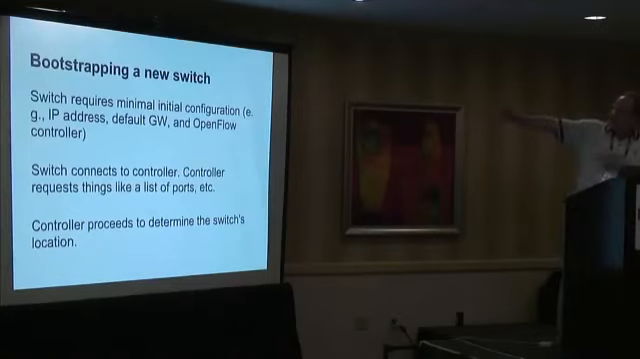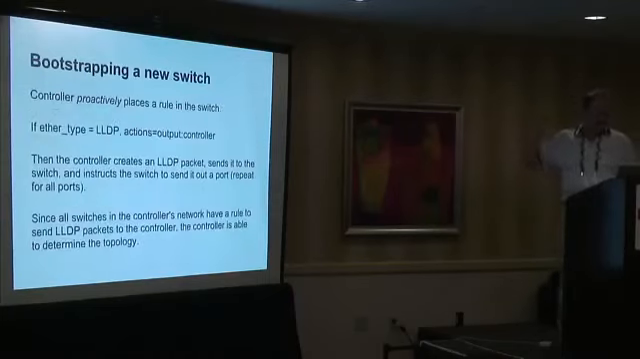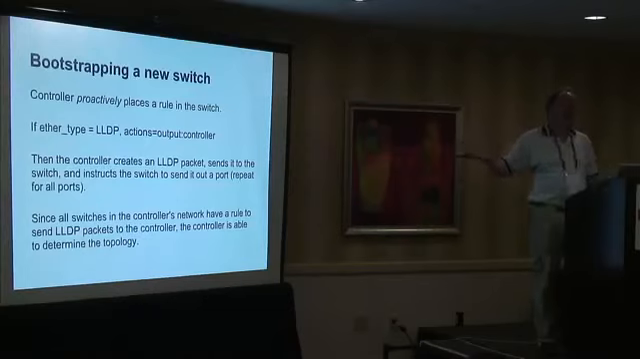So you give the switch its minimum configuration. The switch connects to the controller. The controller will ask what kind of OpenFlow version you run, how many ports you have, what kind of ports they are, and so forth. And then the controller will put a rule in this new switch.